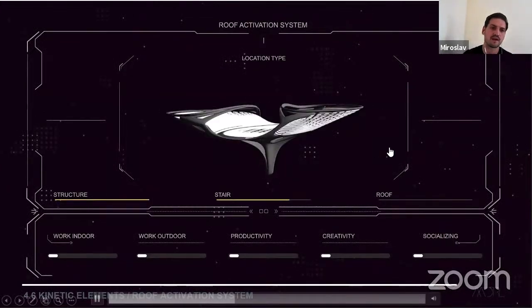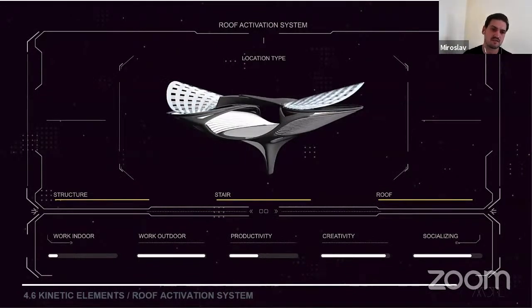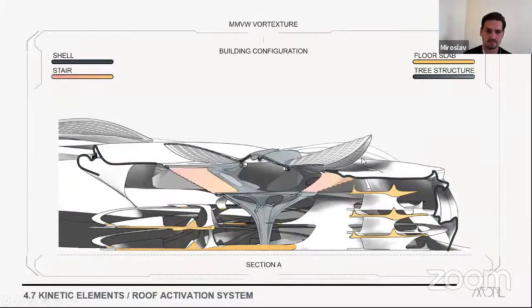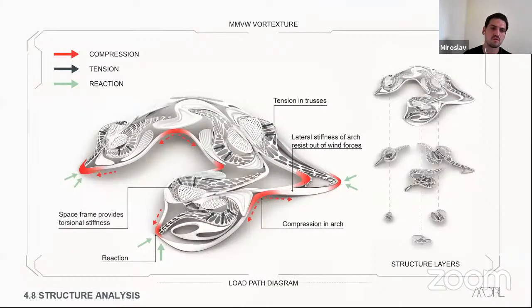In order to activate all of these properties of our building, we design a signifying system, which is composed from structure, stairs, and a roof. It is in the core of our building design. And if we go to the next slide, we can see how we test this via building a physical model. Together with AKT, we are developing a hybrid structure, which is composed from arches, a space frame, and all of these transformable elements that we discussed.